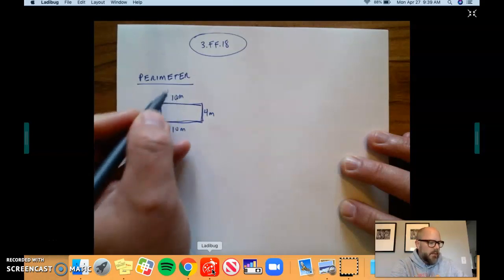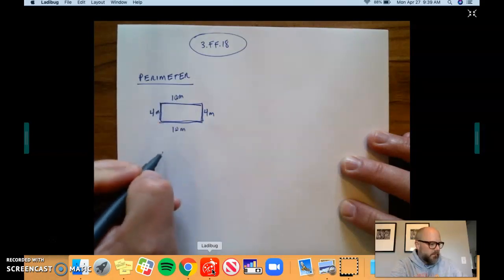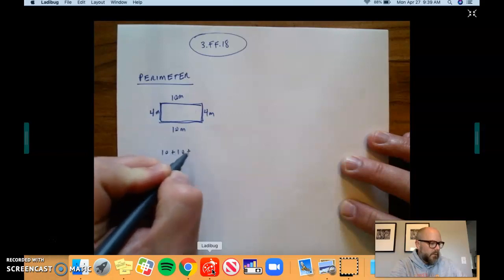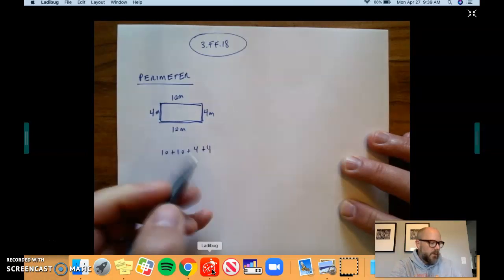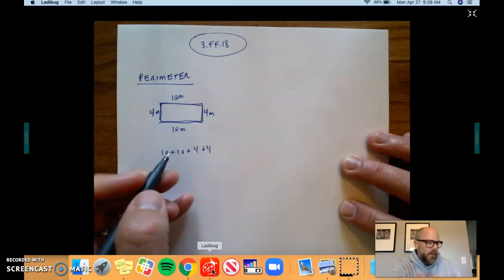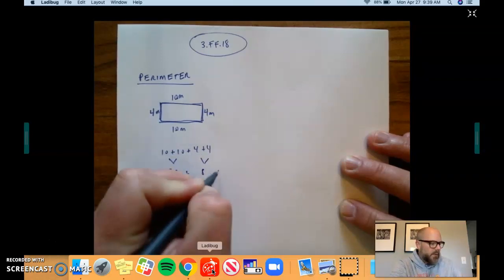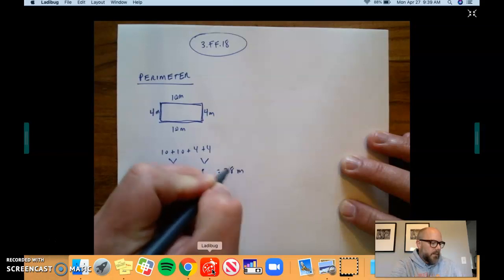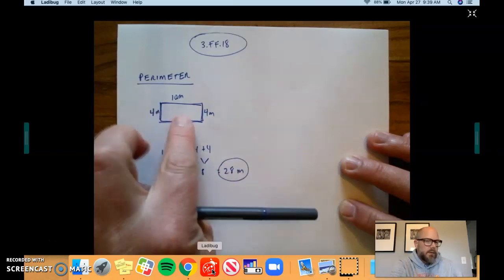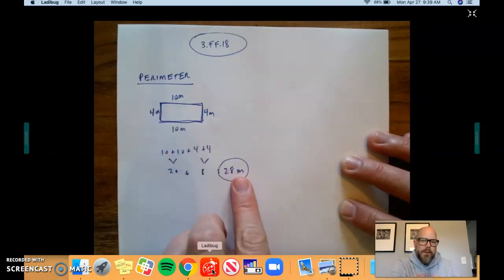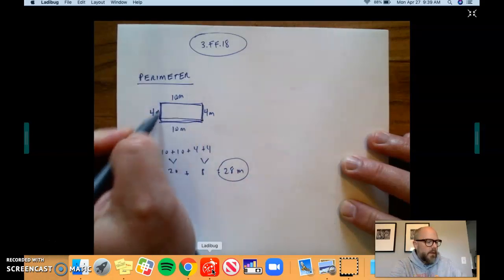So 10 plus 10 is 20, plus 4 plus 4 is 8, so that gets us to 28, right? 10 plus 10 is 20, 4 plus 4 is 8, 20 plus 8 is 28. So the perimeter of this rectangle is 28 meters. So all the way around is 28 meters.